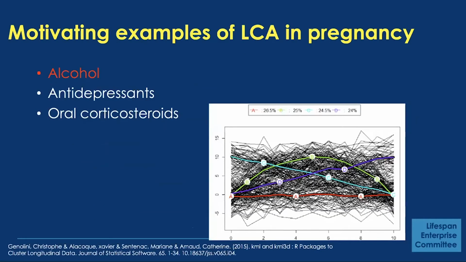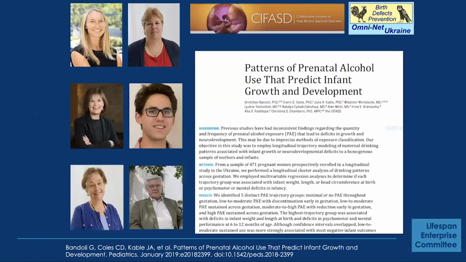So I'm going to go through 3 specific examples of using longitudinal cluster analysis in pregnancy, and we're going to start by talking about alcohol exposure in utero. This is some work that we did, and the motivation for this work was that, historically, we've tended to classify things like alcohol as a dichotomous variable, whether someone drank. We may look at within each trimester, was someone drinking, yes, no.